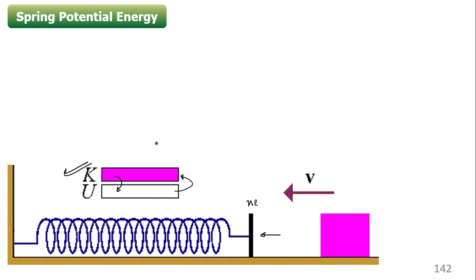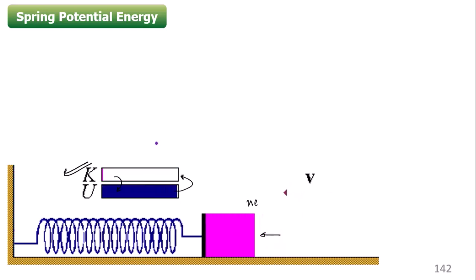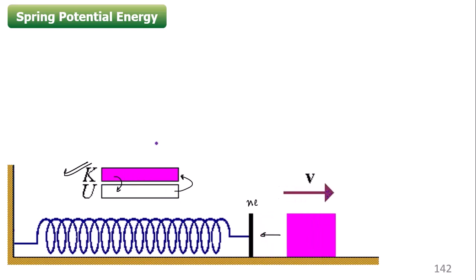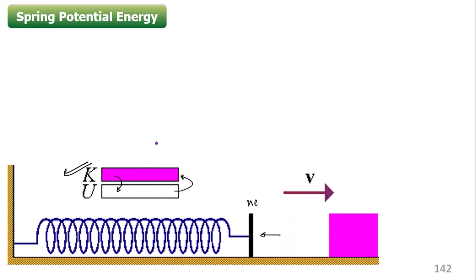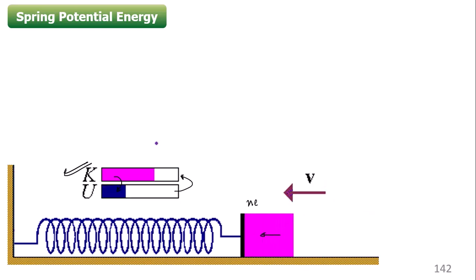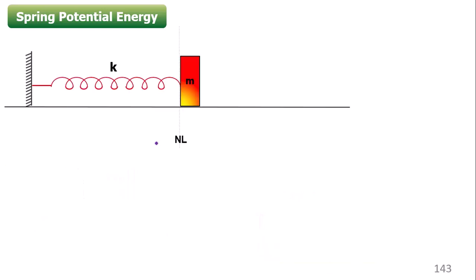Okay, that means again I am getting the idea that one form of energy is converted to another. The block has kinetic energy. Once the block is colliding with the spring, kinetic energy is converted to potential energy. Similarly, the potential energy is again converted to kinetic energy. That means it is converting from one form to the other.